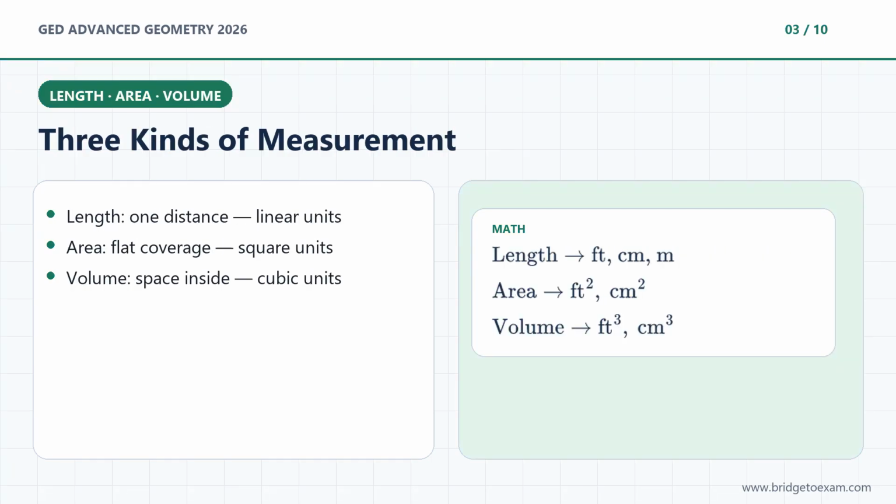Before any formula, ask one question. What is being measured? There are 3 main answers. Length is a single distance, like a fence or a walkway, and it uses plain linear units such as feet or centimeters. Area is the flat space a surface covers, like carpet or paint, and it uses square units. Volume is the space inside a solid, like water in a tank, and it uses cubic units. Naming the measurement first tells you which unit the answer must have.